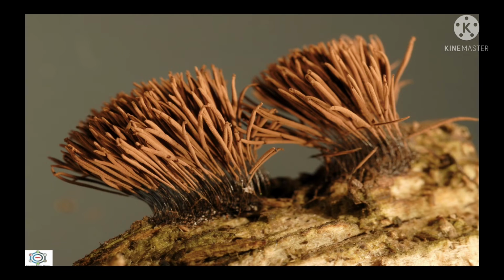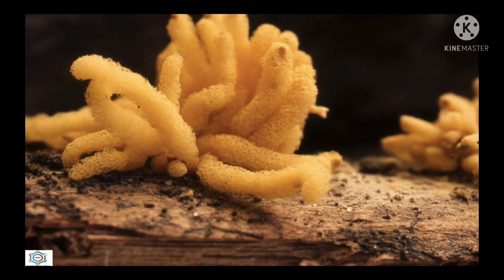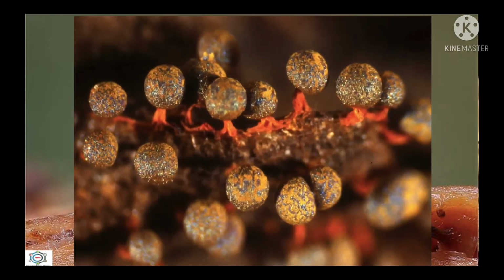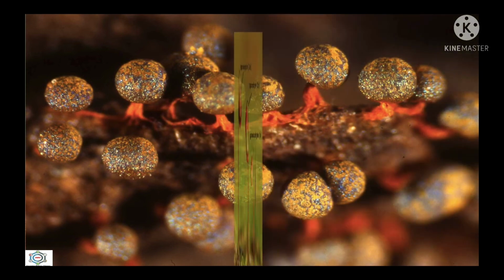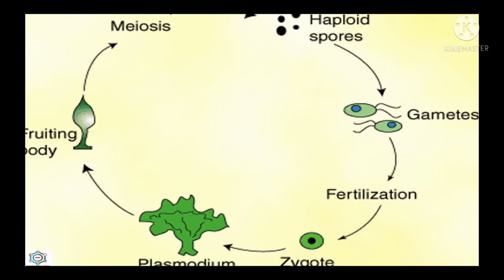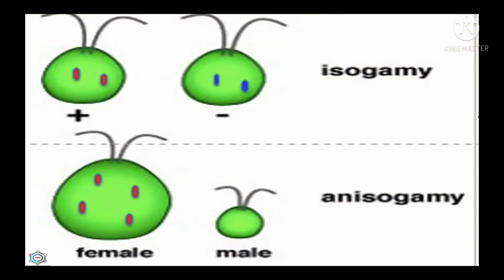Now we will discuss the reproduction process in slime molds. Asexual reproduction occurs by fragmentation, sclerotia, and by the formation of sporangia. The sporangia produce spores. Each spore possesses a cellulose cell wall. Sexual reproduction occurs by the fusion of gametes, that means biflagellated swarmers or myxamoebae. The mode of sexual reproduction is isogamous and anisogamous type. So here in this picture you can see the difference between isogamy and anisogamy.